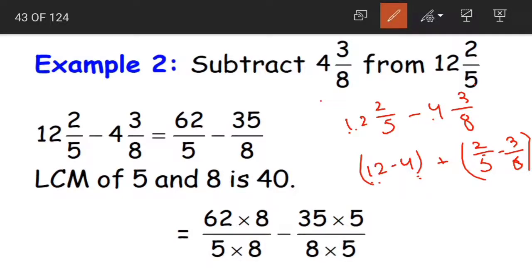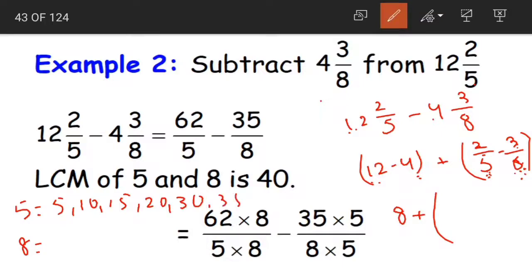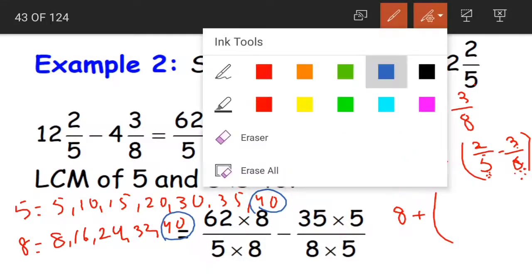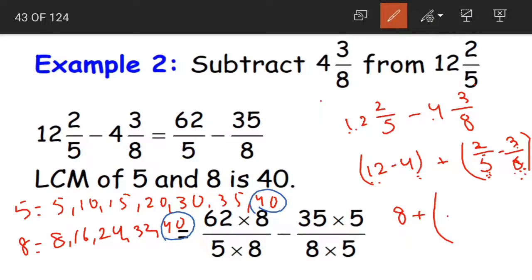12 minus 4 is how much? 12 minus 4 is 8, plus 2 by 5 minus 3 by 8. Again here 5 and 8 are two different denominators, so we need to take the LCM. If we take the LCM of 5 and 8, children, we have 5, 10, 15, 20, 25, 30, 35 and 40 as the multiples of 5. And for 8 we have 8, 16, 24, 32 and 40. We can stop here as we got our least common multiple, that is 40.